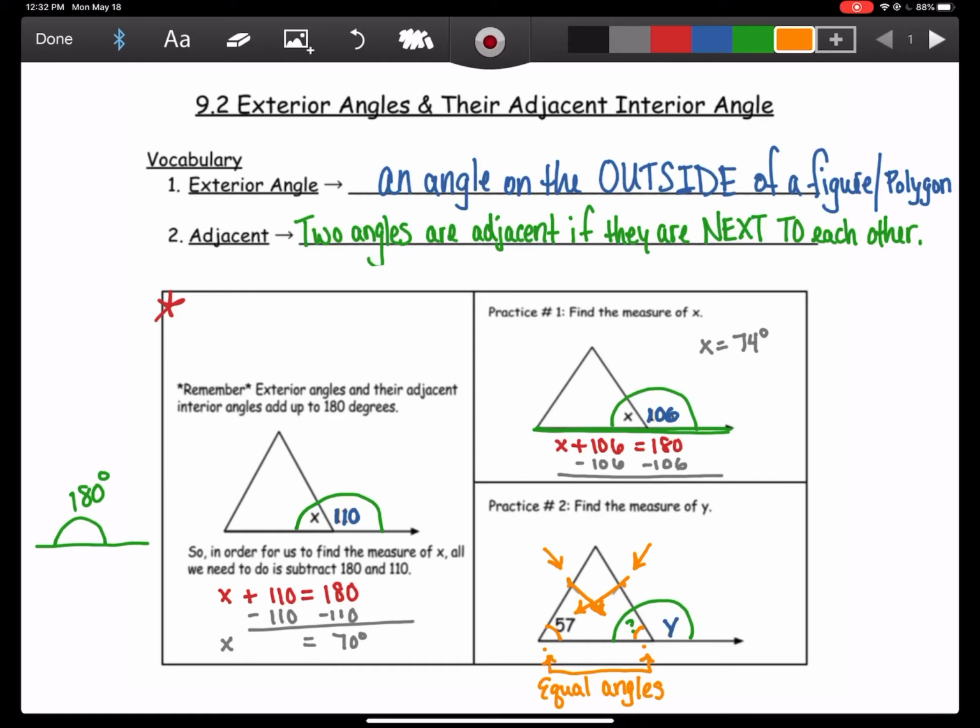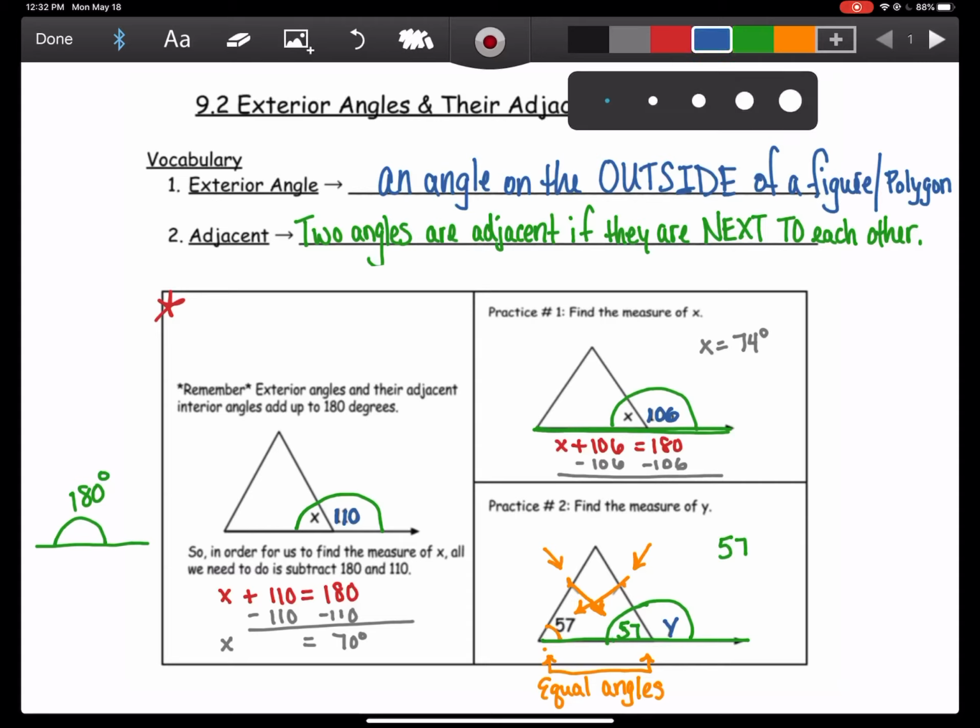So I'm going to delete a little. Make sure you pause the video if you haven't written this down yet. I'm going to delete a little bit of this. And I'm going to write the 57 over here also. And now I'm going to rejoin my adjacent pair. And look at that. Now I have those two angles, and I know that together they make 180 degrees. So I'm going to write my equation now. 57, the green 57, plus the blue y equals 180 degrees total.